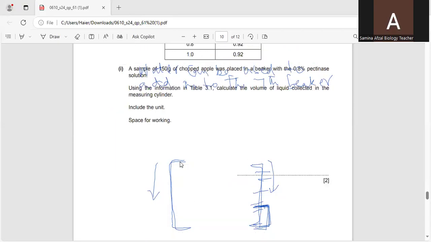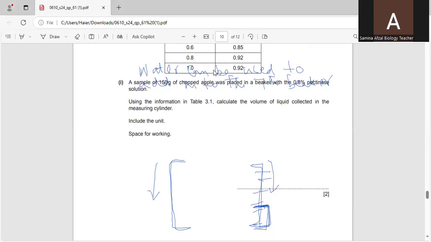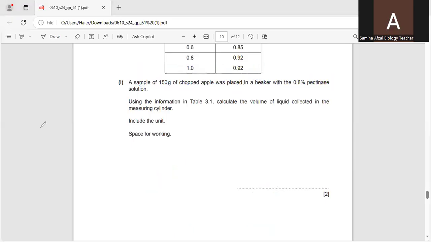Now we are moving towards the next question. A sample of 150 grams of chopped apple was placed in a beaker with the 0.8% pectinase solution. Using the information in table 3.1, calculate the volume of liquid collected in the measuring cylinder. Include the unit. Here they have given space for working. So we have to take the value at 0.8 percentage.